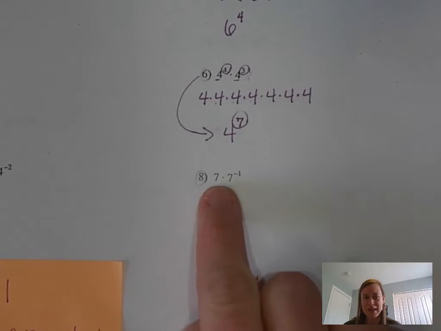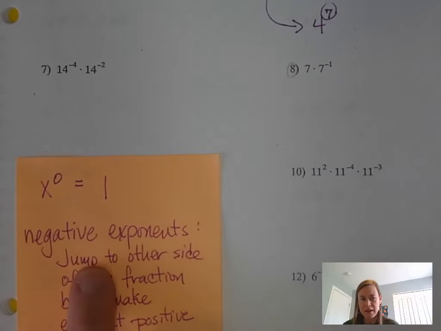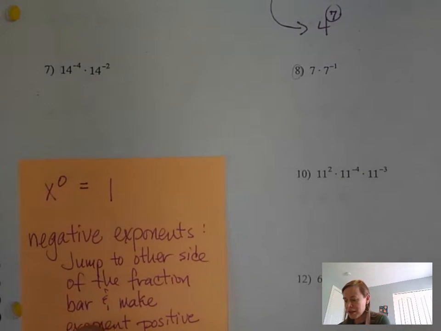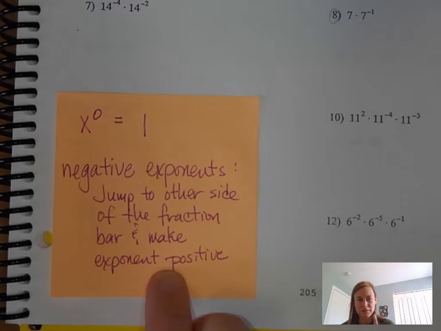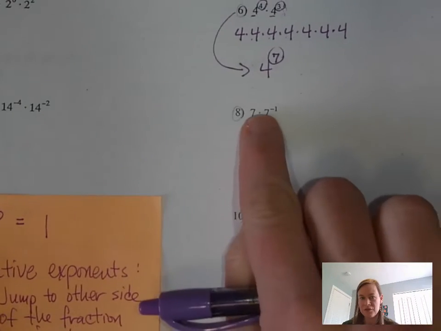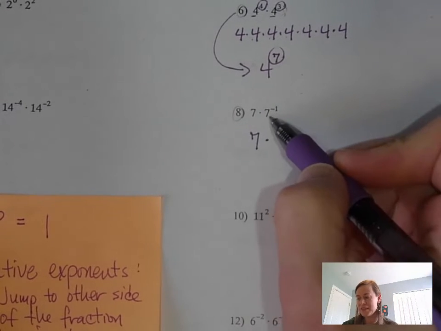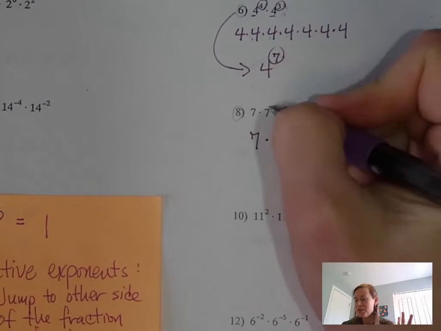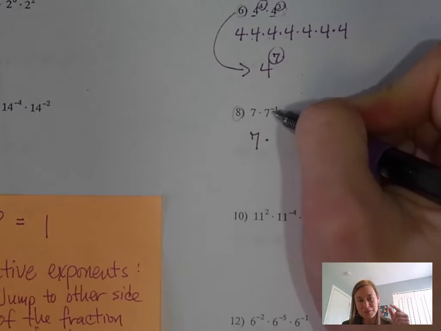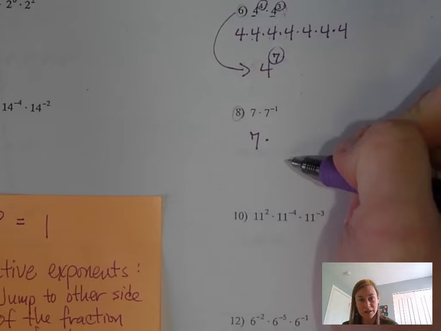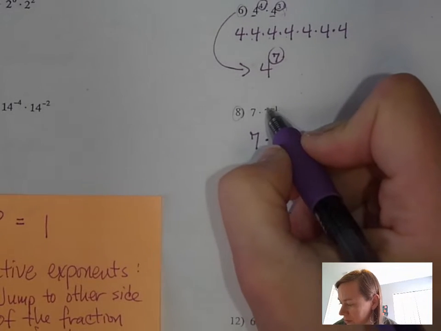So this one has a negative exponent, and as we remember, negative exponents jump to the other side of the fraction bar and you make the exponent positive. Okay, let's do that. So first of all, we have just a regular 7. I'm going to write 7 times, and now we have 7 to the negative 1 power. Because this is negative, we're going to have to jump that 7 to the other side of the fraction bar, and then we're going to make its exponent positive. Okay, so right now it's just a regular number.